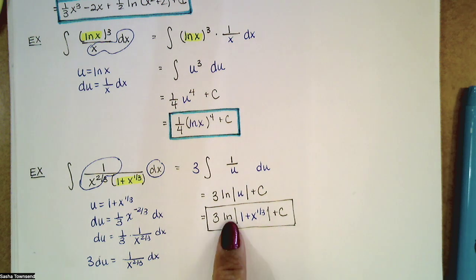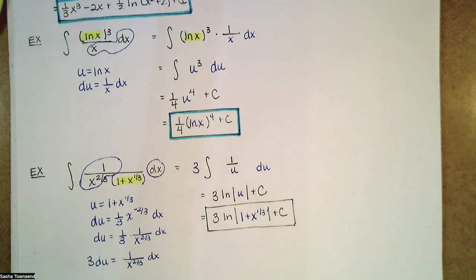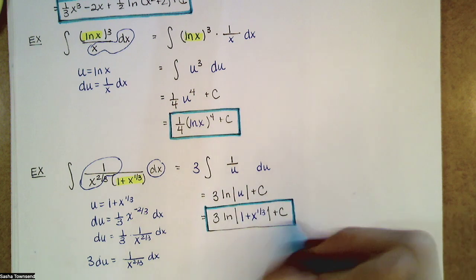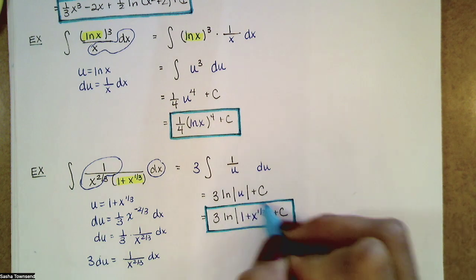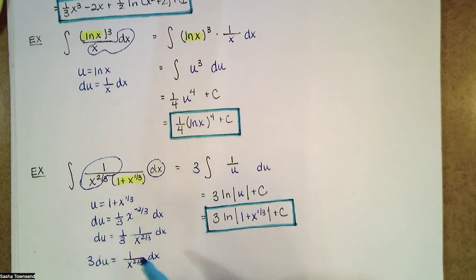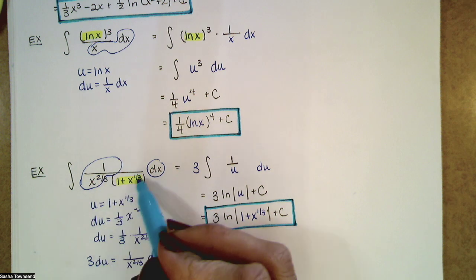If we differentiate that and we simplify, we'll get that. So we'll have 3 times 1 divided by that function times the derivative of the inside, which is that. That 3 and that 1/3 will cancel, and you'll end up with the 1 divided by x to the 2/3 times that quantity 1 plus x to the 1/3.